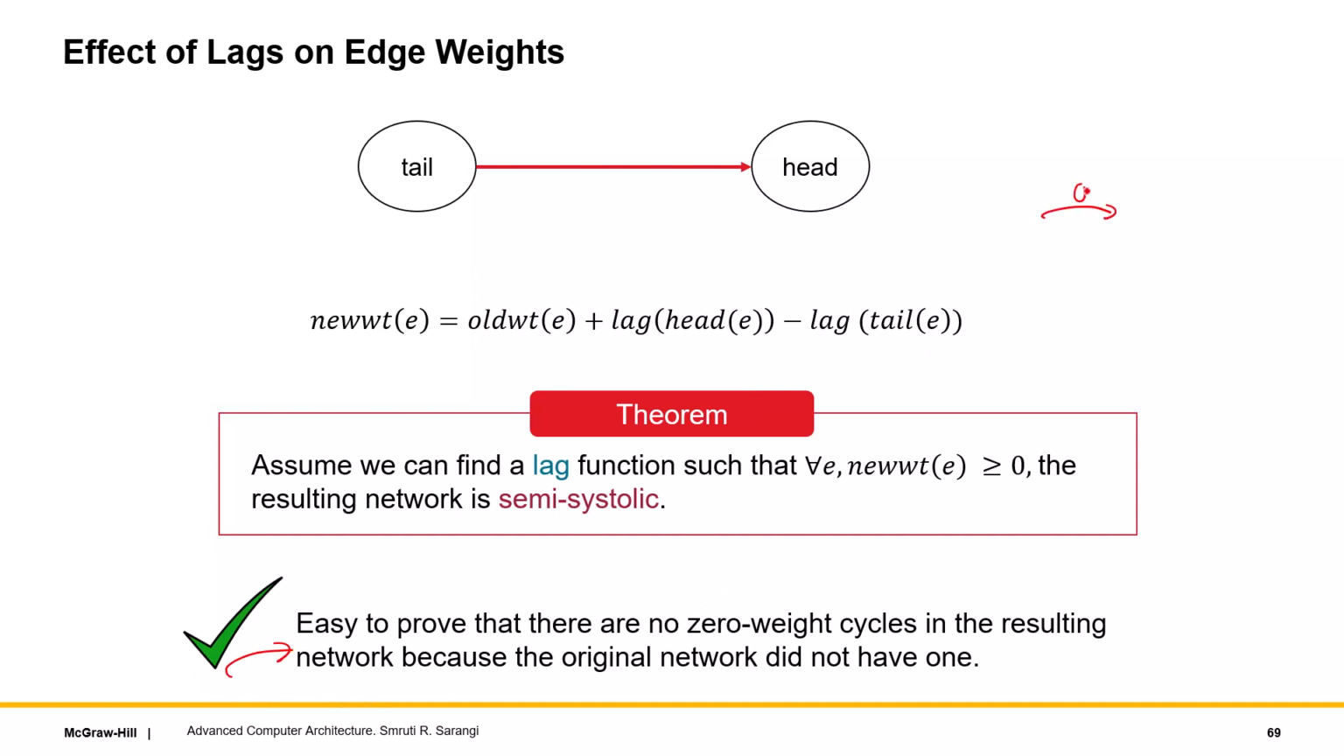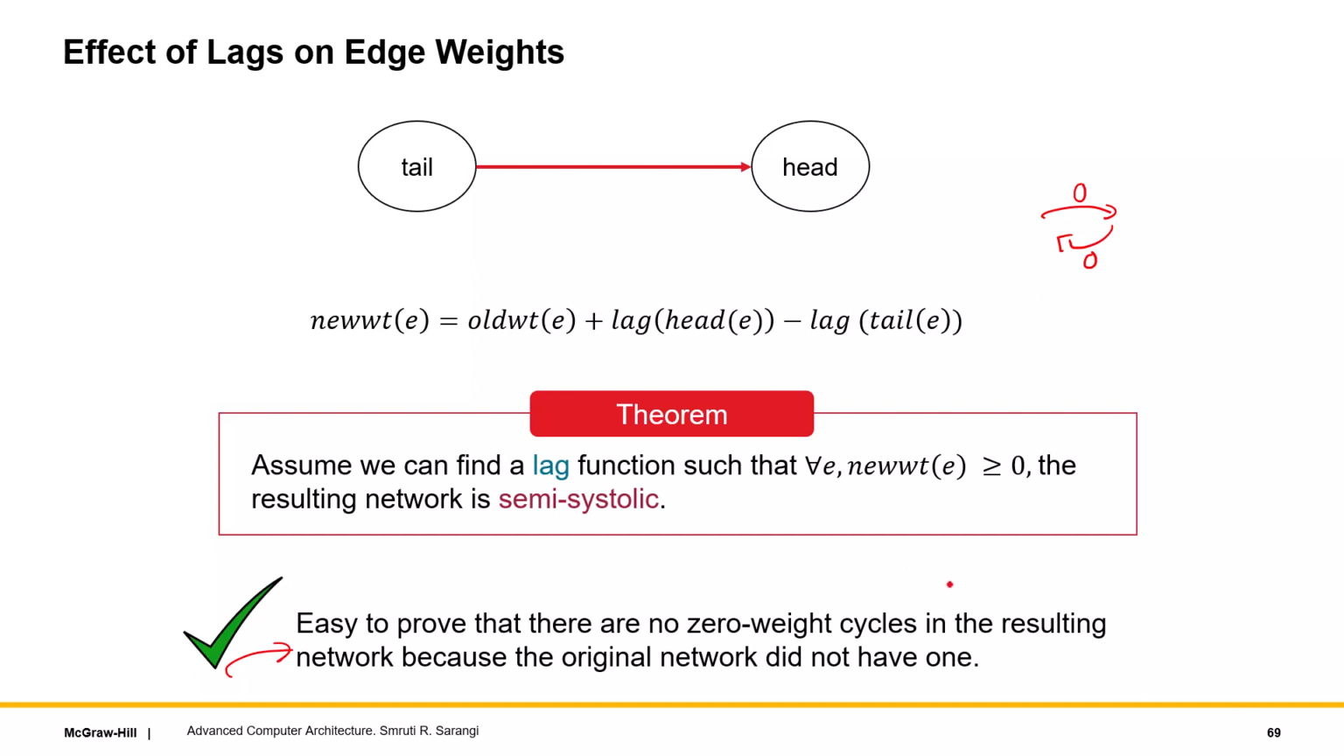in the sense you don't have a cycle which is like this, right? There are no zero weight cycles. So basically the thing is that if the original network doesn't have a zero weight cycle, then any network where you add these lags will not have a zero weight cycle. This is something that is there in texts on retiming, and it's kind of easy to prove.